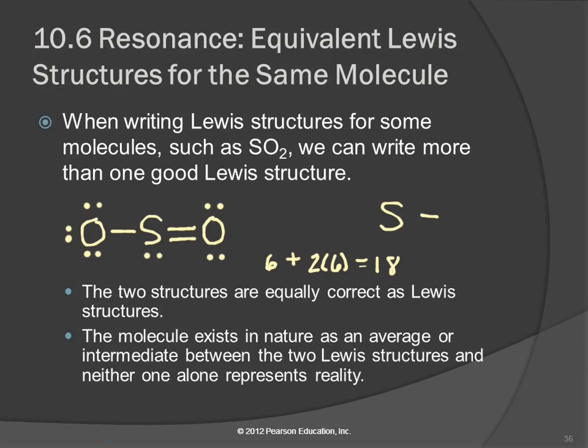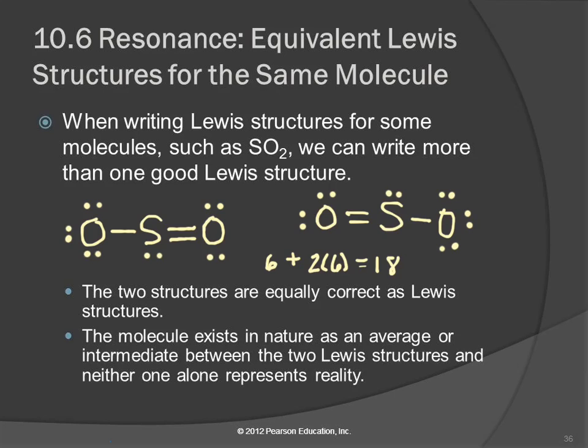So we can draw 2 Lewis structures for this guy. So we could draw it like this. Well, let's try to make them somewhat similar. That's a good Lewis structure as well, right? All the atoms have an octet. We've got the right number of electrons. So these 2 structures are equally correct. So which one's right? Can they both be right? They can't both be right.